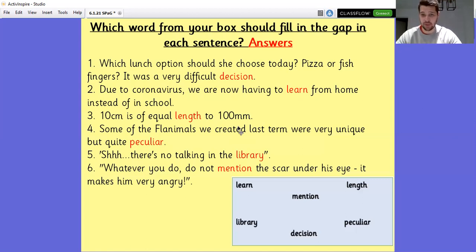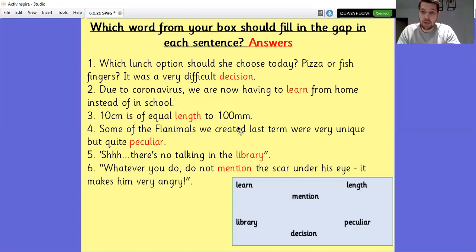Some of the flanimals we created last term were very unique, but quite peculiar. Some of those that had 14 eyes or 7 legs, or swallowed their feet so they could walk. Or I think it was, wasn't it? Swallowed their feet so that they can walk, but they could never eat. Very peculiar, very strange, very abnormal.